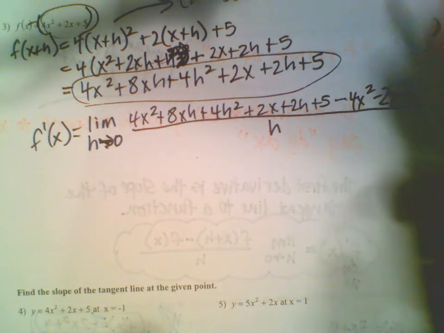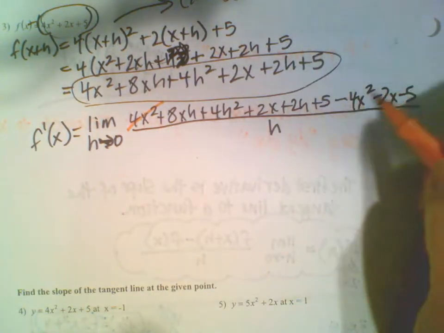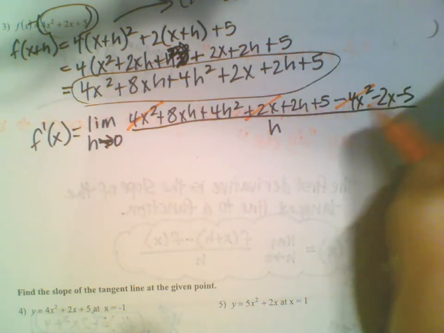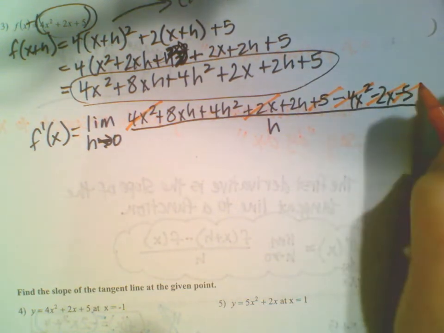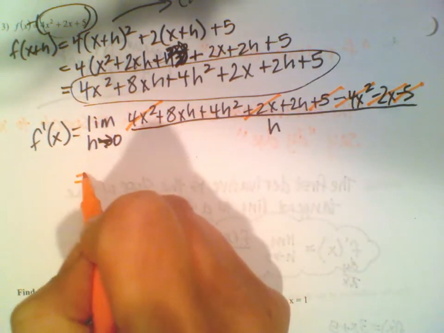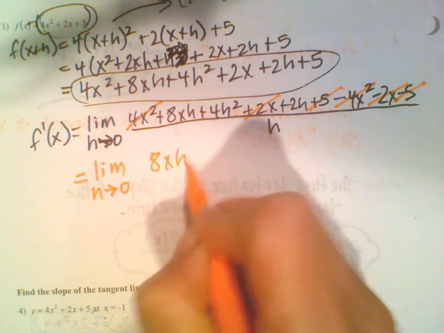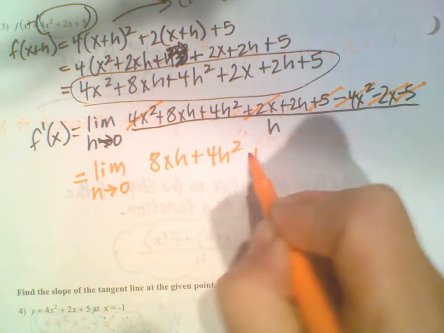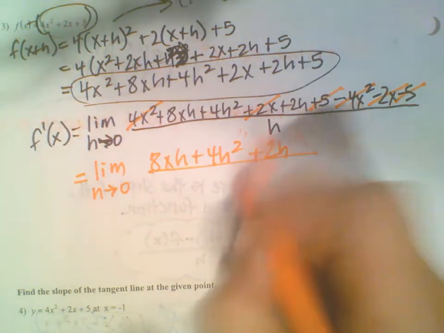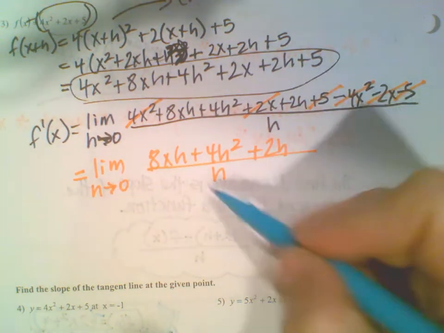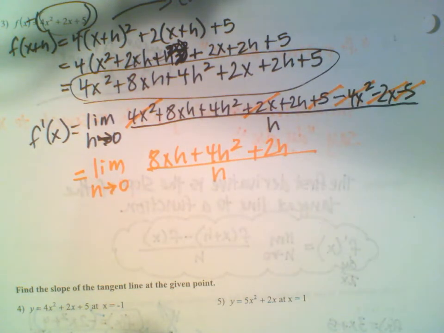All right, so you should have crossed out the 4x squared minus 4x squared, the 2x minus 2x, the 5 minus 5, and you should be left with the limit as h approaches 0 of 8xh plus 4h squared plus 2h, everything cleaned up pretty nicely, all over h. Remember, your goal here is to get rid of all of the h's, or get rid of the h particularly in the denominator, I should say.